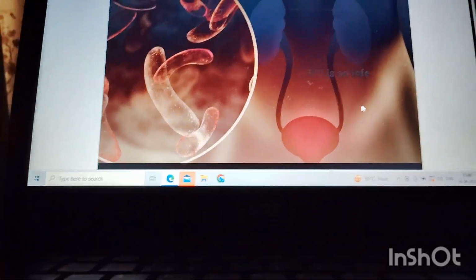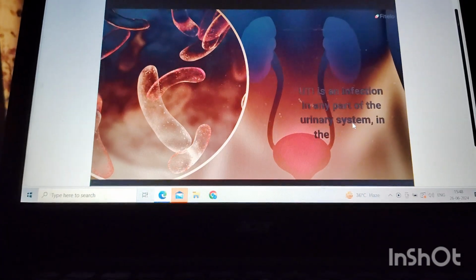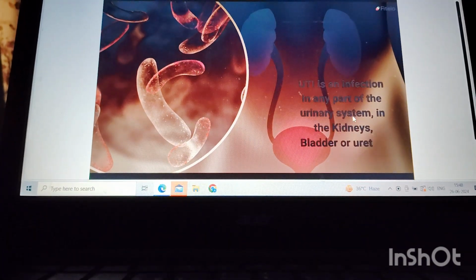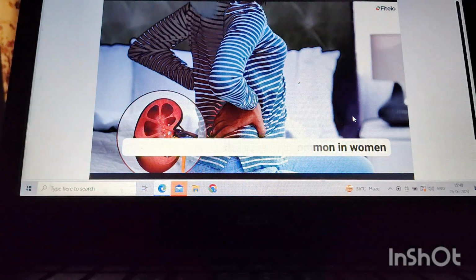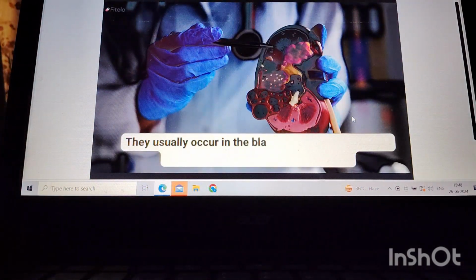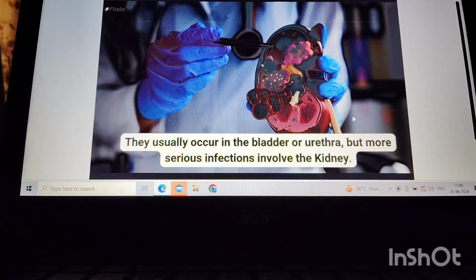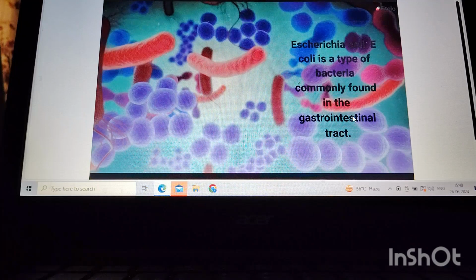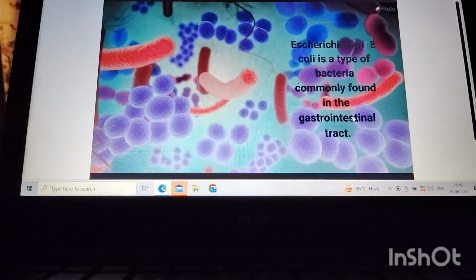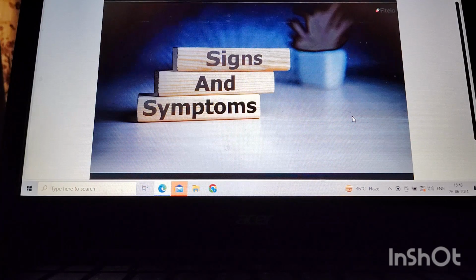UTI is an infection in any part of the urinary system: the kidneys, bladder, or urethra. Urinary tract infections are more common in women. They usually occur in the bladder or urethra, but more serious infections involve the kidney. UTI is usually caused by E. coli bacteria, which is a type of bacteria commonly found in the gastrointestinal tract.